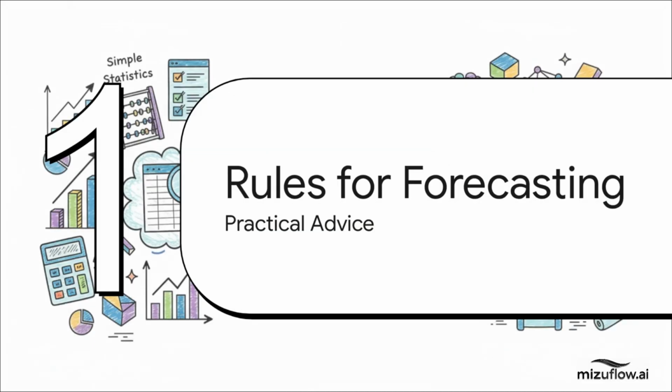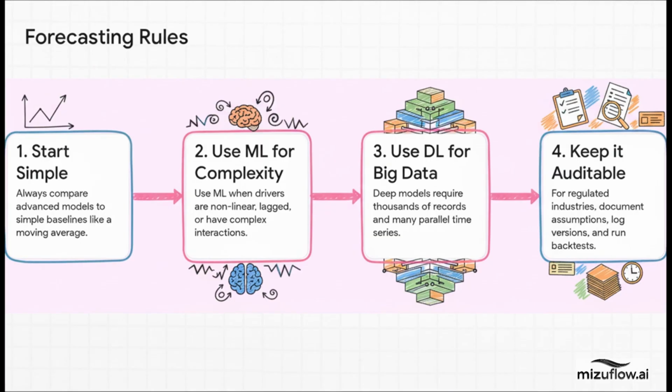Okay, so you've got this incredible toolkit, right? From simple averages all the way to powerful transformers. But look, a tool is only as good as the person using it. So what are the fundamental rules of the road for actually using this toolkit effectively? Let's break it down into 4 essential rules. Rule number 1, always start with a simple baseline. Rule 2, bring in machine learning when you've got complex drivers. 3, only use deep learning when you have big data. And rule number 4, keep your entire process auditable. That last one, yeah, that's non-negotiable.